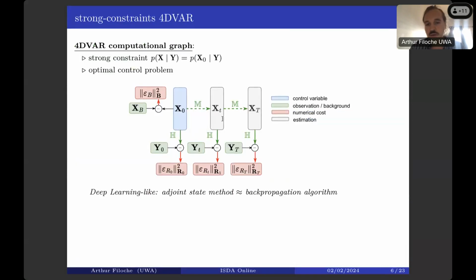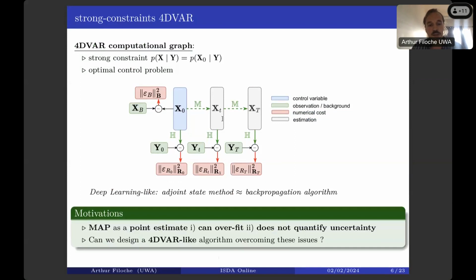If we look at the computational graph of 4D-Var, you see clearly that it's an optimal control problem where the control is the initial condition. So you want to optimize an initial condition that stays close to your prior, but also that produces a trajectory that will fit the observations.